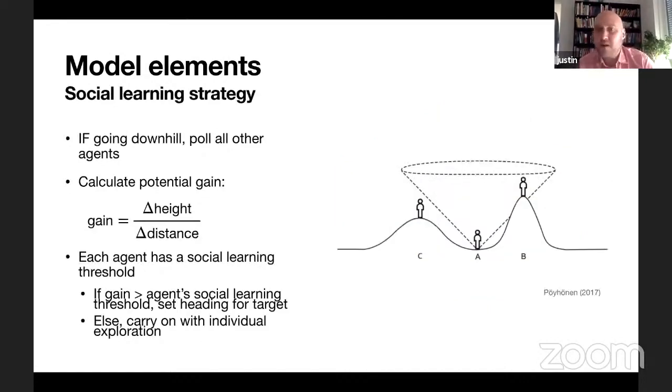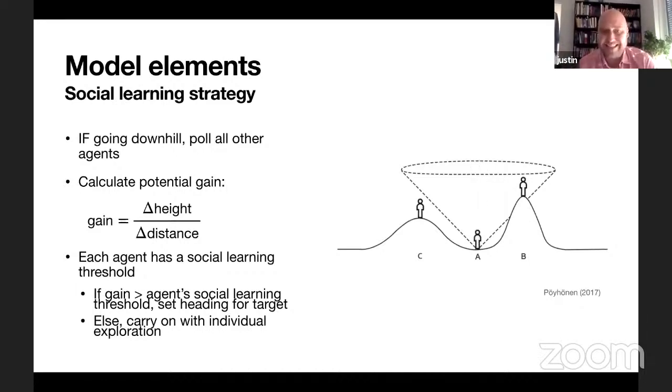Okay, and this is how you implement a social learning strategy in this kind of framework. So if you're going downhill, if you're not succeeding, what you do is you find out, is anyone else doing better than I am? So you see if social learning might be beneficial for you. And you calculate the potential gain of the other people on your landscape. So important here, the gain is not just how high they are, if they're on the peak or not, it's also their distance from you. So if someone's on a peak but very far away, you might not gain much because you'd have to travel quite far to get there. So effectively, gain here means slope from your current position.